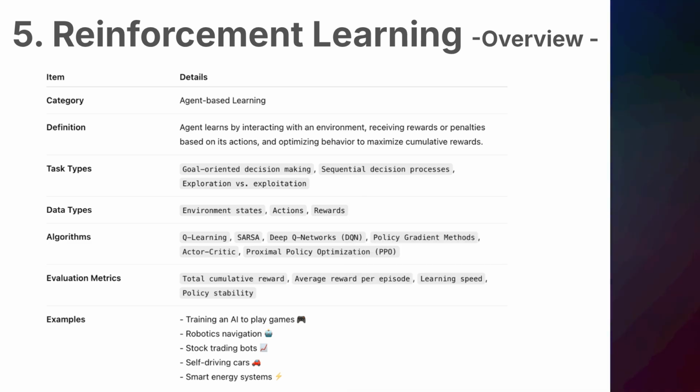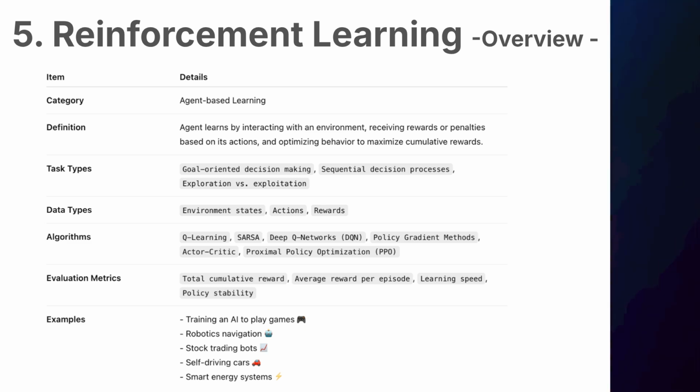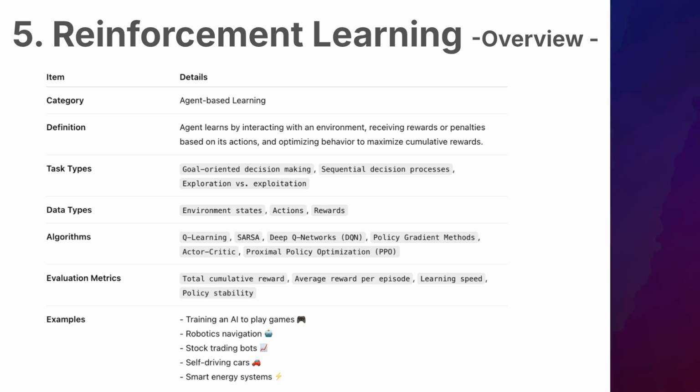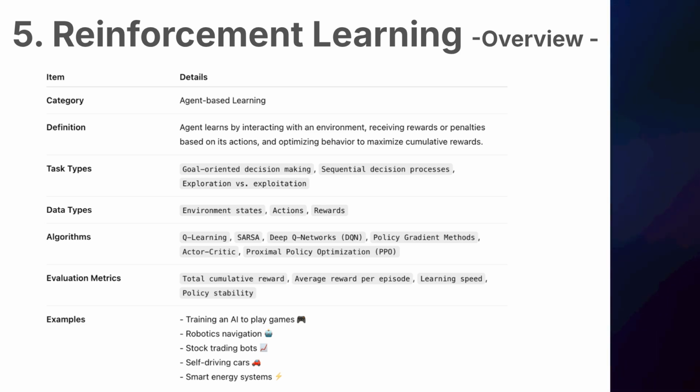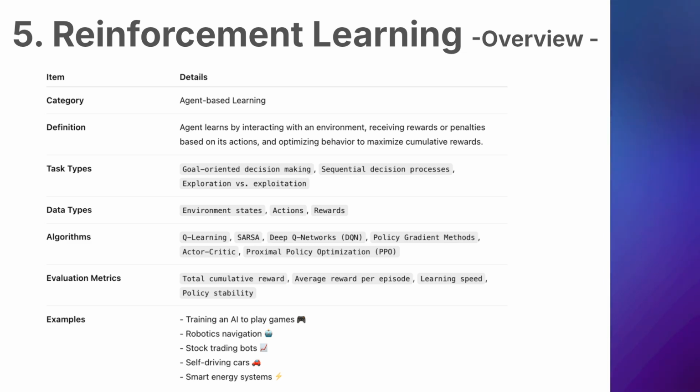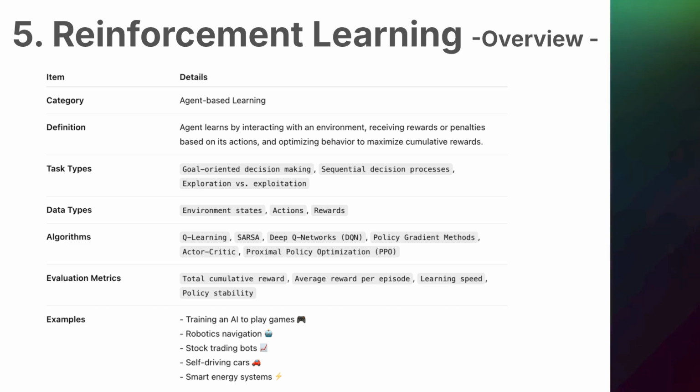Typical task types include goal-oriented decision-making, like reaching a destination or winning a game. Sequential decision processes, where decisions are made step by step over time. Balancing exploration and exploitation, trying new actions versus using known good ones. The data in reinforcement learning is dynamic and comes from the environment. It includes the environment states the agent observes, actions the agent takes, and rewards it receives in response to those actions.